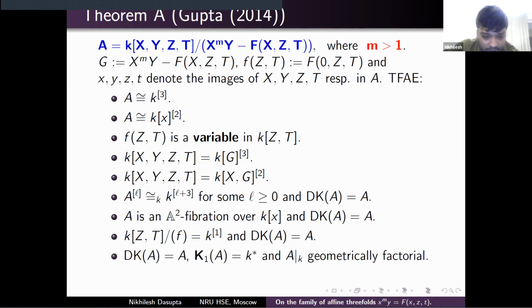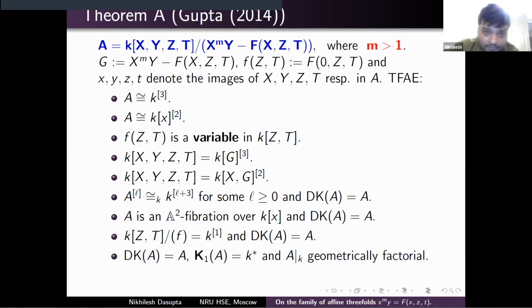And dk is A. The first K group of A is K star, and A over K is geometrically factorial. Well, for now, I am avoiding K theory in these lectures, but if we have time, I can go into that too. Remember, in positive characteristic, we have non-trivial lines.